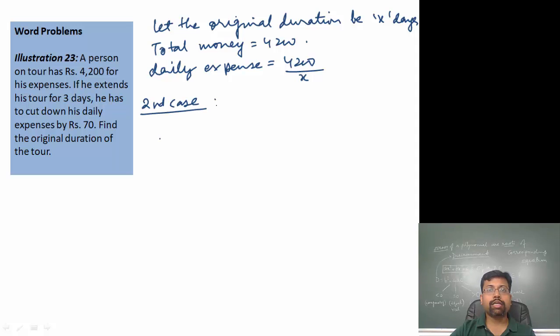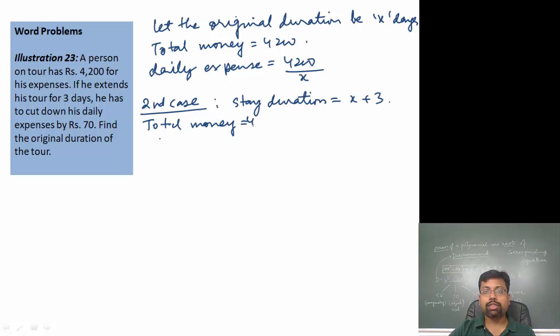Now in the second case, he extends his stay by 3 days. So the stay duration in the second case is x plus 3 days. Total money is still the same. So daily expense in this case will be 4,200 divided by x plus 3.